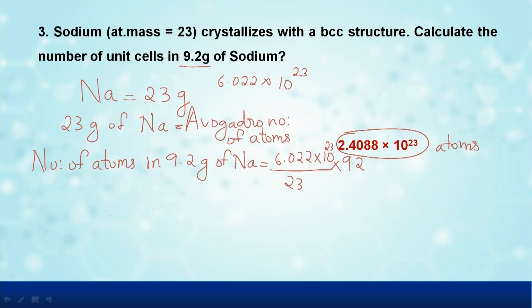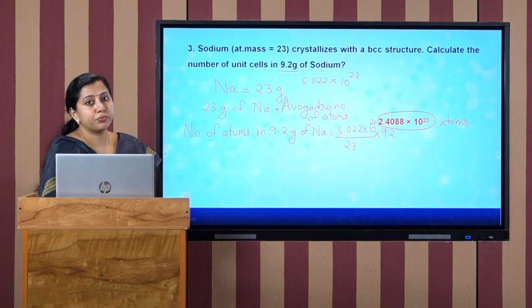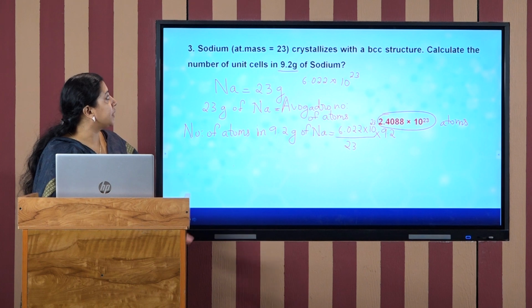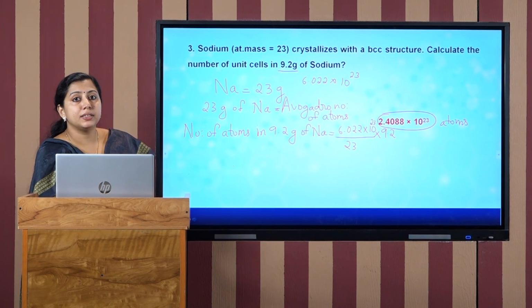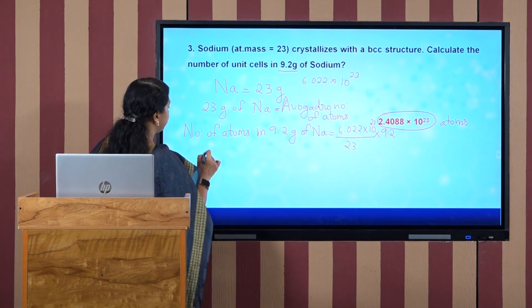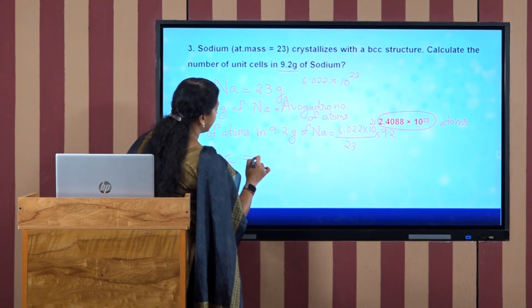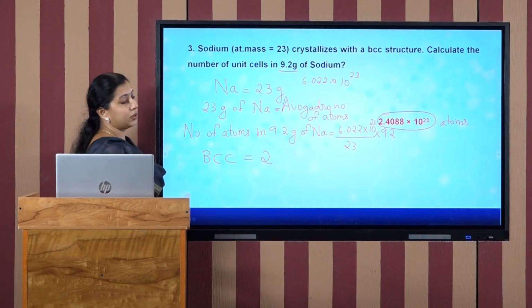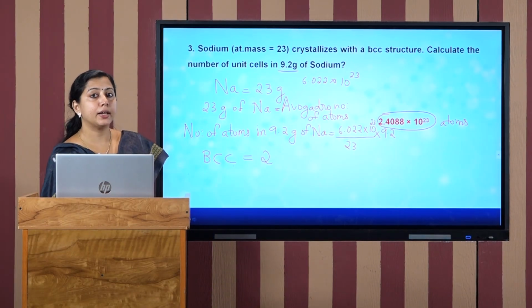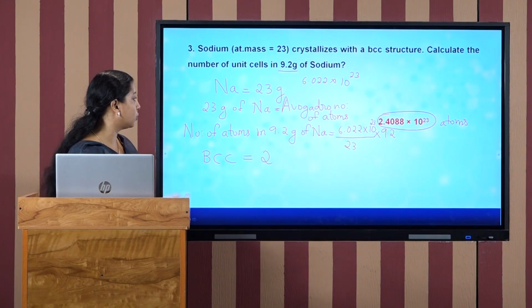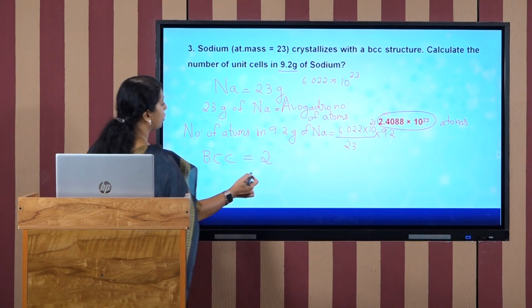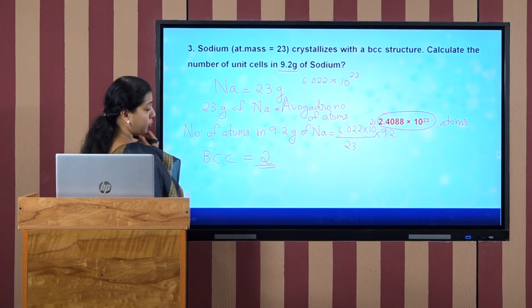Okay. Now what is the question? We have to find out the number of unit cells in 9.2 gram of sodium. So in 9.2 gram of sodium we have this much number of atoms. And it is also given that sodium crystallizes with a BCC structure. So for a BCC structure, that is body centered, the number of atoms per unit cell is equal to 2. At the corners the contribution is 1 and at the body center 1. So 1 plus 1 is equal to 2. Okay. So the number of atoms per unit cell is equal to 2.